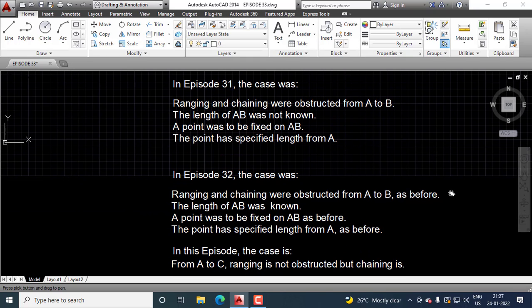In episode 32, the case was ranging and chaining were obstructed from A to B as before. The length of AB was known. A point was to be fixed on AB as before. The point has specified length from A as before.